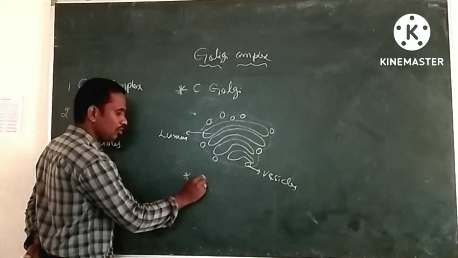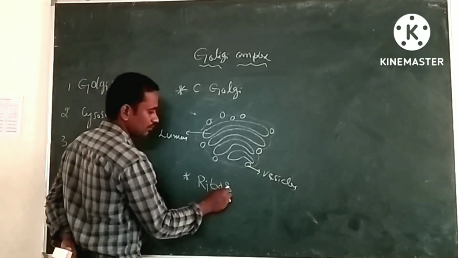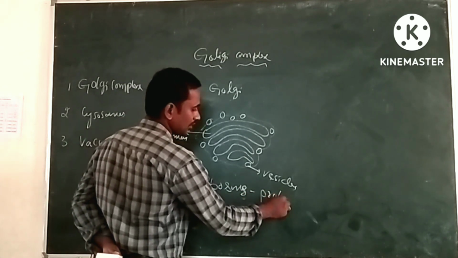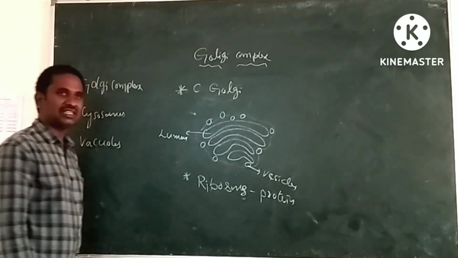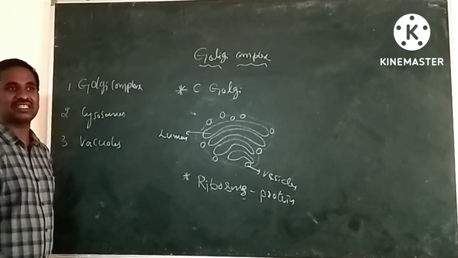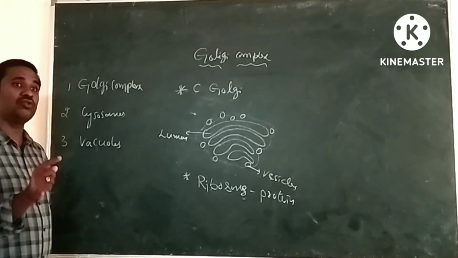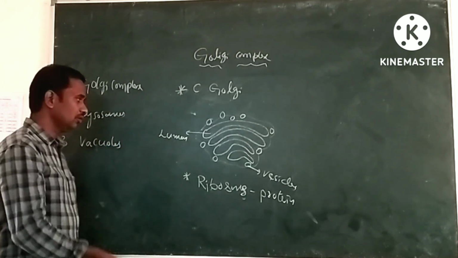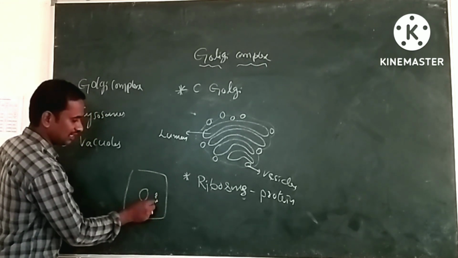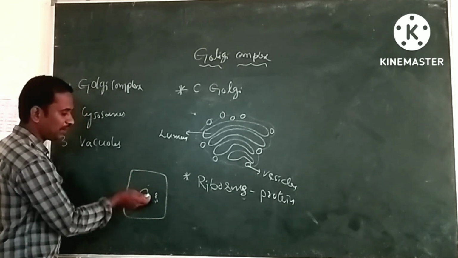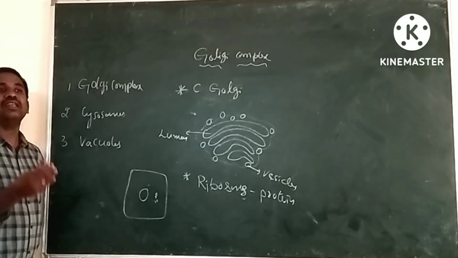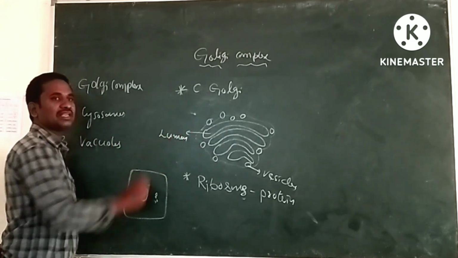Ribosomes can synthesize proteins. The proteins synthesized by the ribosomes are sent to the cytoplasm. If they want to move to other parts of the cell, they will be sent out through the Golgi complex.